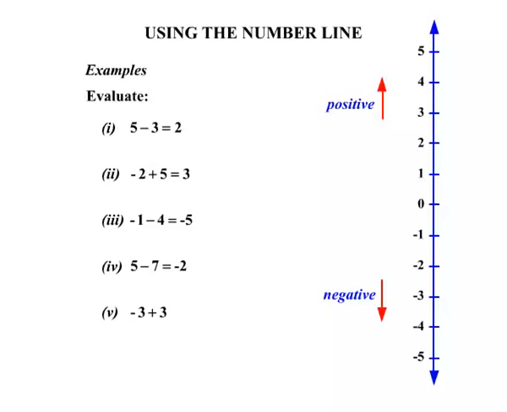Minus 3 plus 3, so minus 3 to start with, there we are. Then we add 3, so we go up 3, and again we're down at 0. Negative 2 minus 3. So starting at minus 2 there, negative 2, we go down 3, and our answer is minus 5.